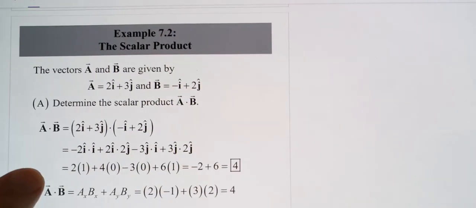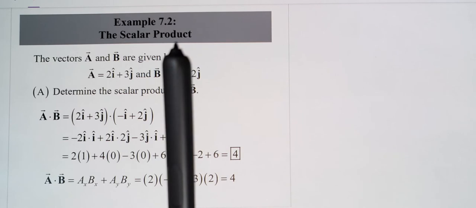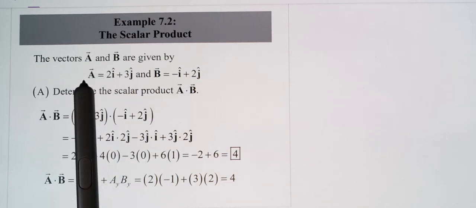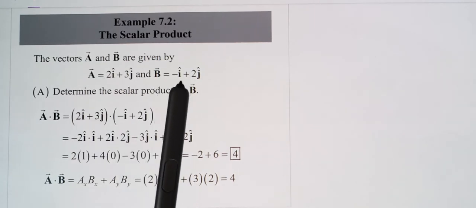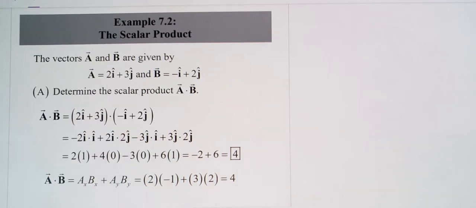Let's do a mathematical example just to illustrate what we are talking about. Here we have vector A and vector B in the xy plane. So there is no z component. There is no k component. And we want to do the dot product for both vectors.